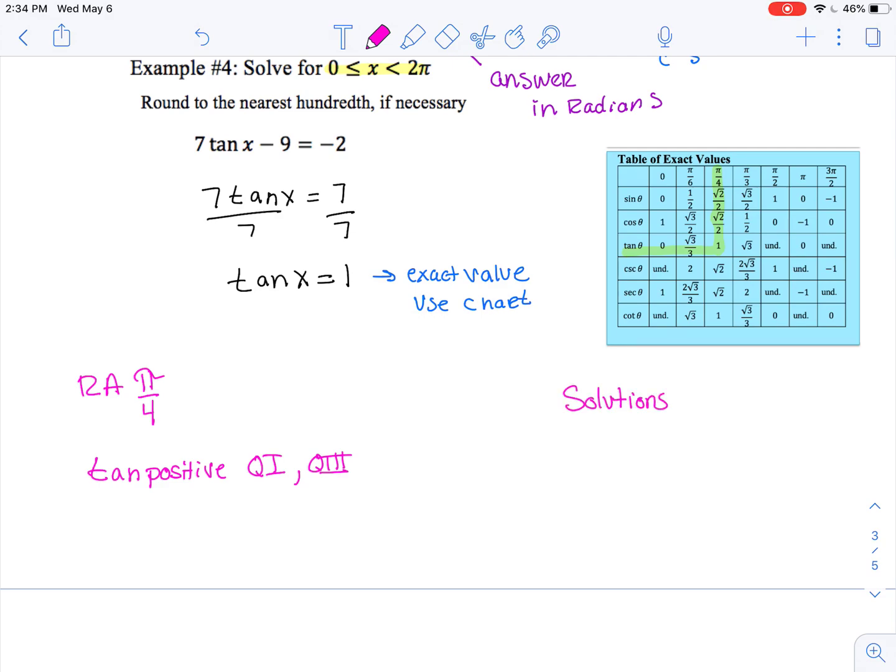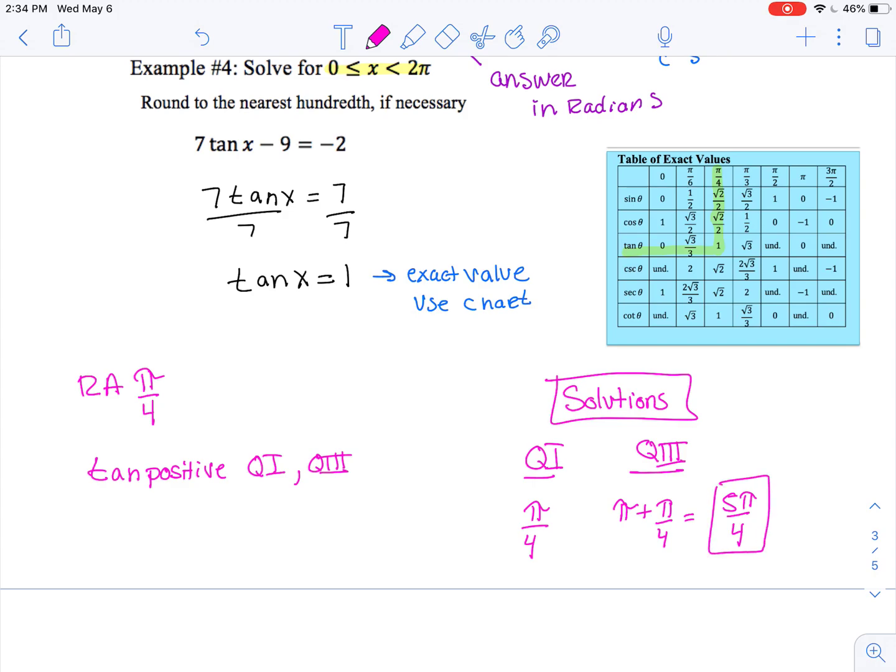My solution will be in radians, so my quadrant 1 angle will just be the reference angle, which is pi over 4. So when tan of pi over 4 is equal to 1, my quadrant 3 solution is going to be pi plus pi over 4, or 5 pi over 4. So at pi over 4 and 5 pi over 4, the tangent will be equal to 1.